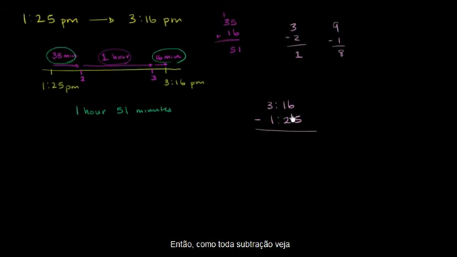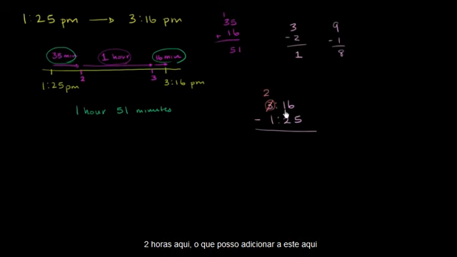So like all subtraction, you try to see if the numbers above that you're subtracting from are larger than the numbers that you're taking away from those numbers. 6 is larger than 5, so we're cool there. 1 is not larger than 2. So we want to borrow, or we want to regroup. And we want to borrow from the 3 right over here. Remember, this is 3 hours. So if we were to borrow one of those hours, so instead of 3 hours, we now have 2 hours here.